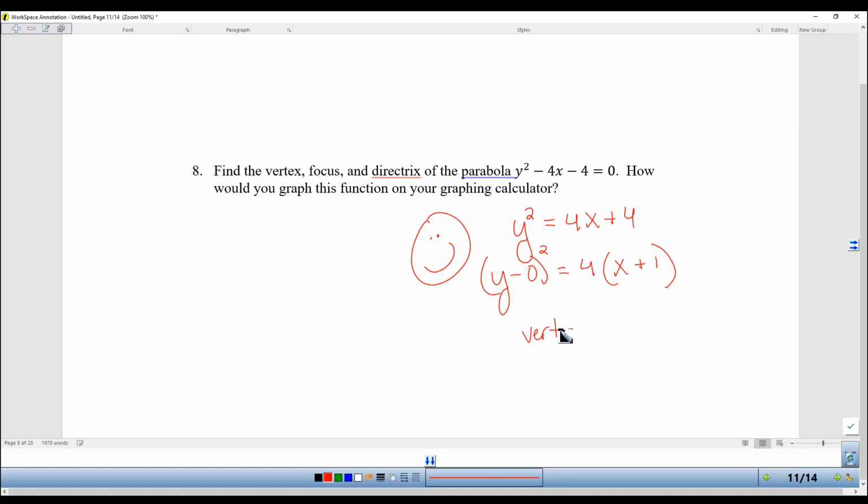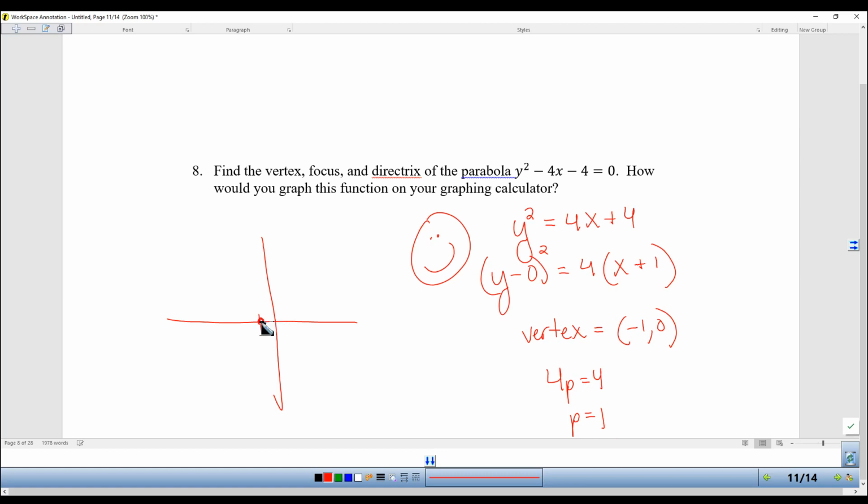So my vertex is going to be -1. It's really easy to put these in the wrong order because you read from left to right, but x first, then y. And then, you know what I'm going to say, don't you? 4p is equal to 4, p is equal to 1. Make a sketch to get the rest of it.